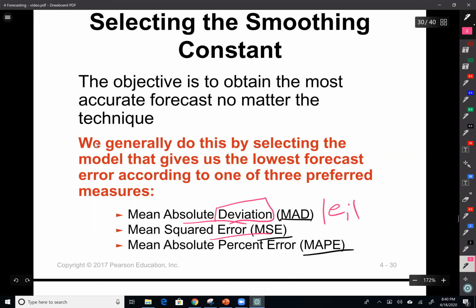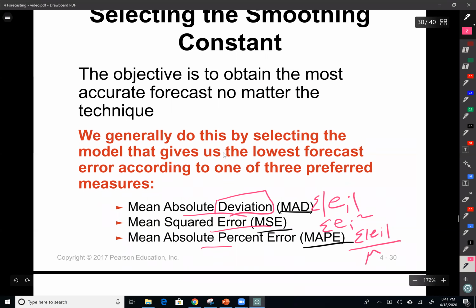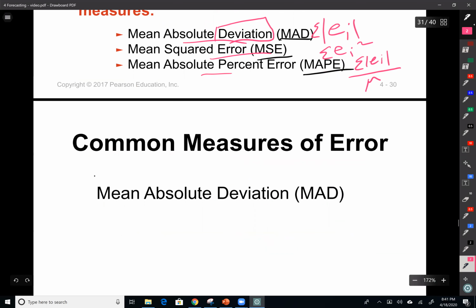Mean squared error, basically you look at the errors and then you take the square of that and you add them up. And then mean absolute percent error, basically you divide your absolute values of your errors, add them all up. Maybe I should put the summation symbol in front of them. Add them all up for every period and then divide by the average of your forecast. I will show you all these things in an example, but let me just first in this video talk about how to calculate this.